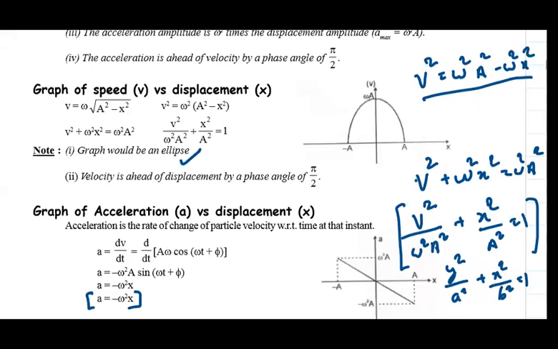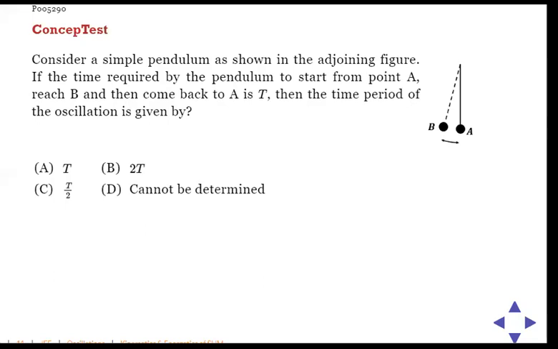Clear? So I hope all of you understood the graph of x with respect to time, velocity with respect to time, acceleration with respect to time, velocity with respect to x, and acceleration with respect to x. Anyone have any issue in this? Tell me. What do you think? What's the answer, everyone?